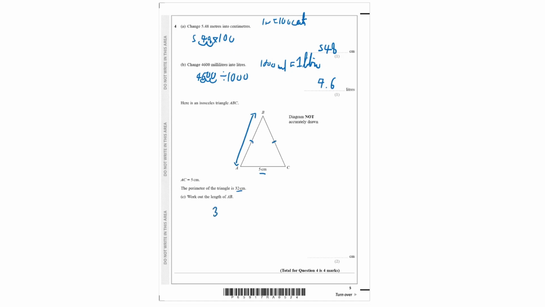If we subtract 32 minus 5, now we have the length of both AB and BC. But since we only want to find AB, we divide this by 2. So 32 minus 5 is 27. 27 divided by 2 is 13.5.